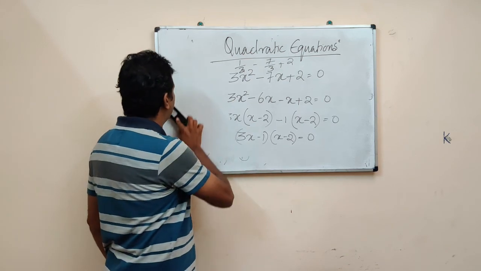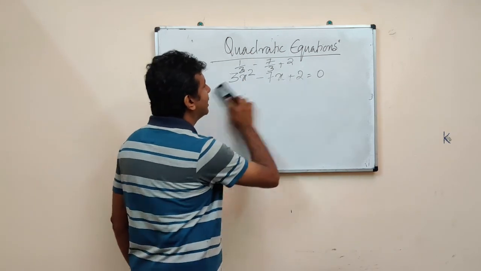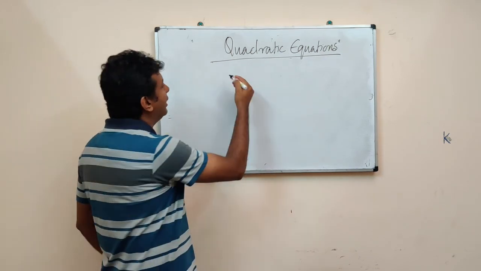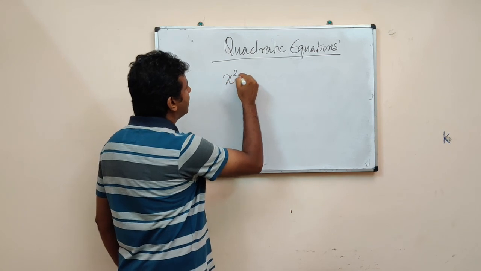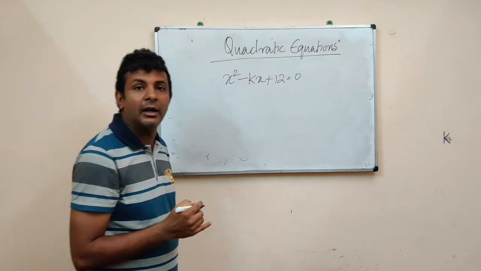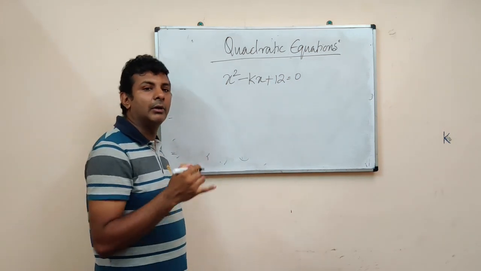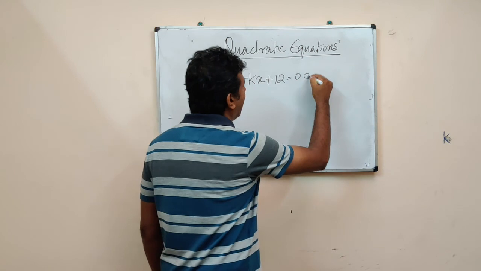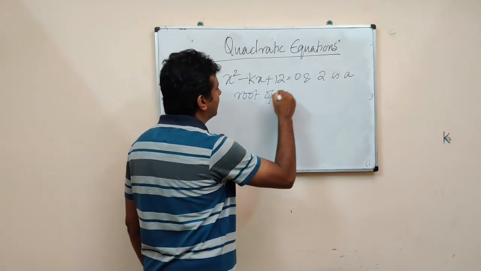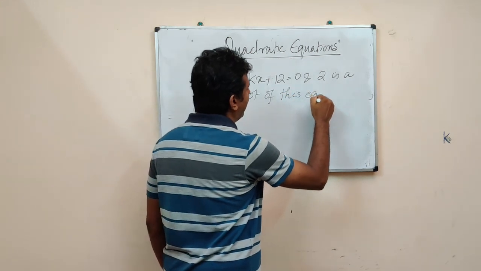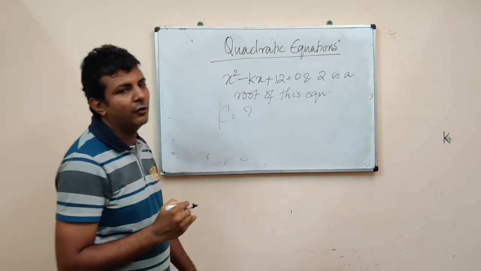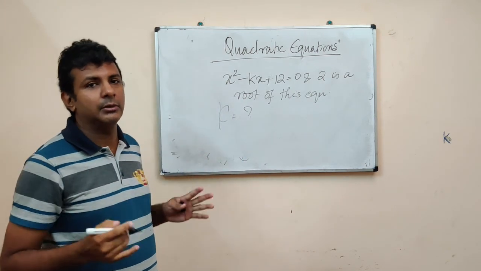Now let us try solving a conceptual question. Take the quadratic equation x square minus kx plus 12 equal to 0. And we know that 2 is a root of this equation. Now, can we find out the value of k? This is a standard application question.